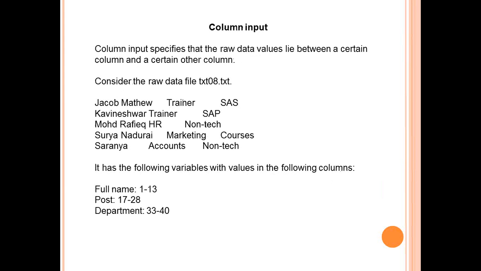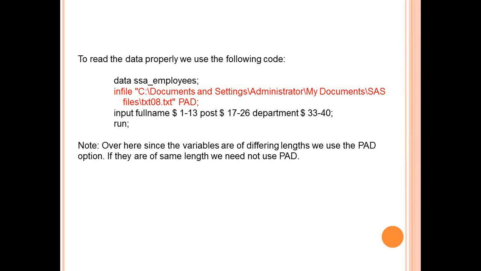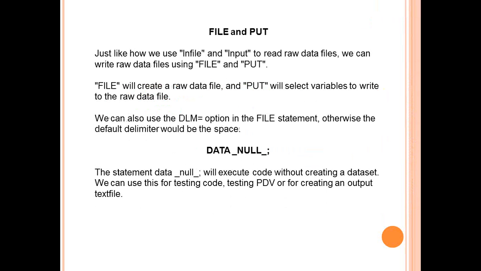So consider the raw data file. It has a variable and it has values as follows. Now to read the data properly, we use this code. They are using the PAD statement. Okay, so I'll show you this example, and I'll talk about this file and put slide again in our next session.